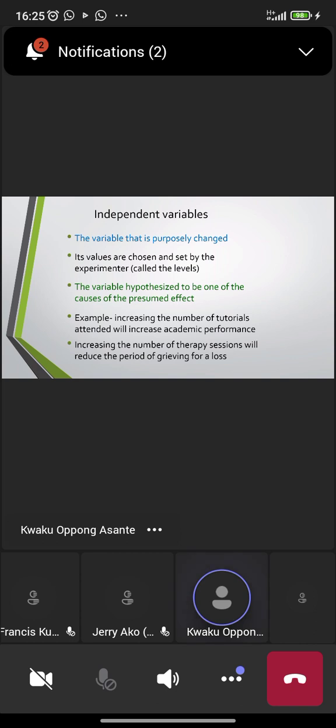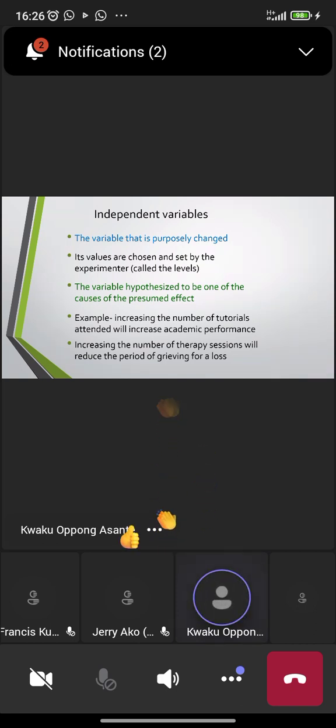And this will lead to an increase in academic performance. And of course, academic performance here will be our dependent variable. So just take note of the variable. How do you identify a variable in an experiment? Some questions can be, in this experiment, the researcher wants to examine the effect of something. The word that comes after "the effect of" is always your independent variable, or the influence of something. So the effect of A on B.